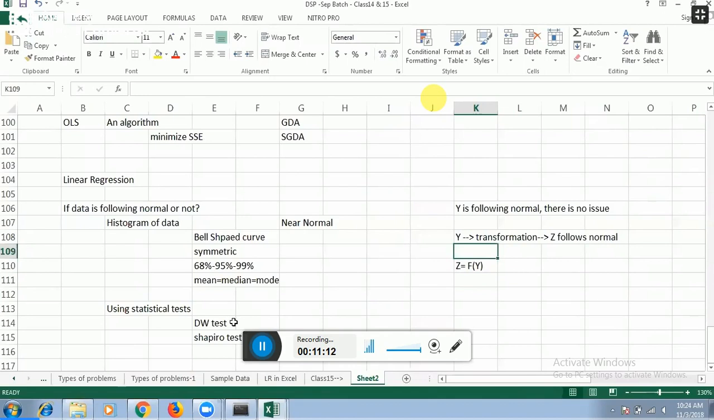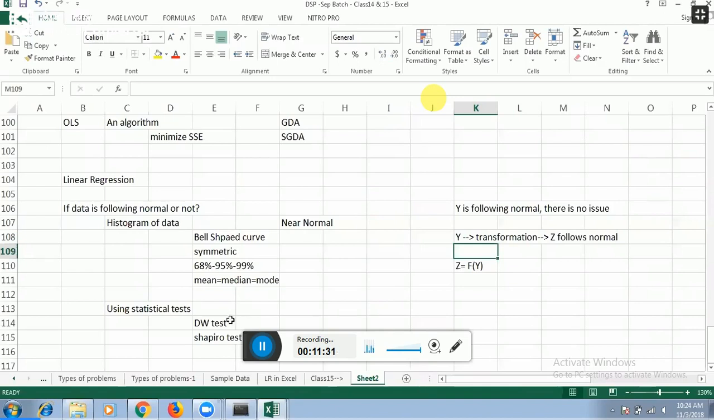Every data should follow some distribution, right? So if y is not following a normal distribution, it is following some other distribution. So basically what we are doing is applying some transformation such that we convert some other distribution into a normal distribution. Am I correct or not?